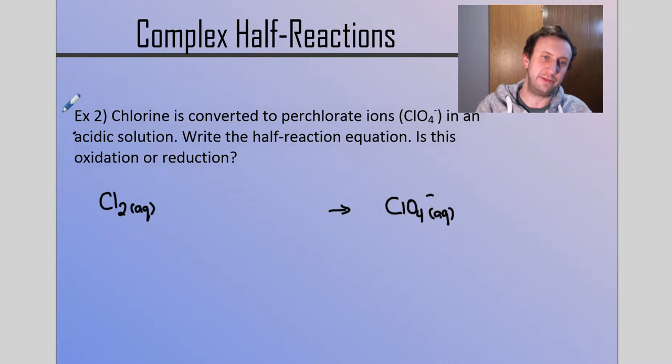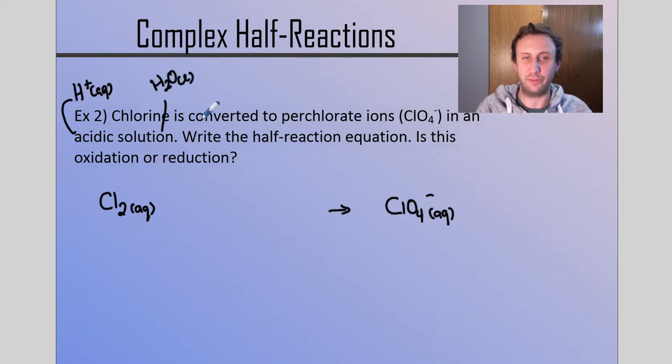So that means that I have access to H positive aqueous because it's acidic, right? Acids are acids because H positive are in solution. And the fact that I have solution means that I have H2O liquid at my disposal. So this is how you know that it's this kind of question. When you see acidic solution, acidic medium, you know you're probably going to have to go through this process of adding waters, adding H positives in order to make it work out.